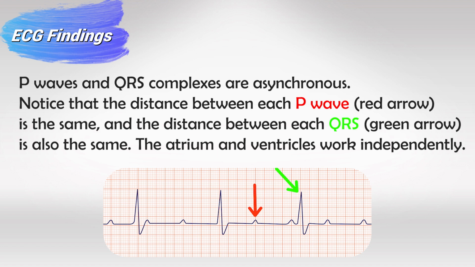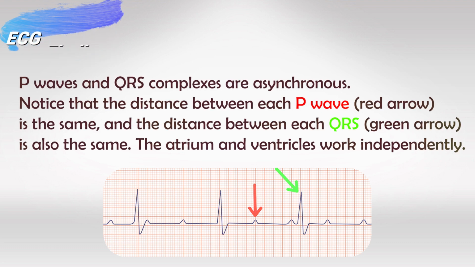So the P waves will be contracting on their own, and these are the atria, and the QRS complexes will have the same distance in between them, but they will not be followed by P wave, which is indicative of ventricles contracting on their own. So again, complete loss of synchronization between the atria and the ventricles, which translates in the ECG to complete loss of synchronization between the P waves and the QRS complexes.